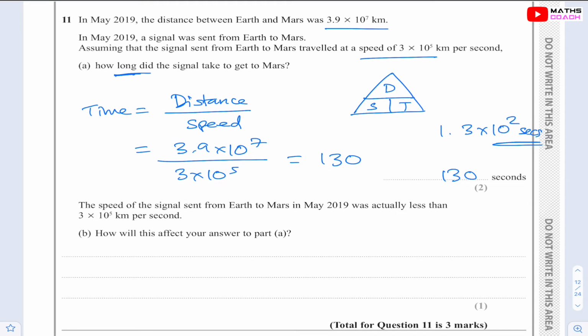The question goes on to say that the speed of the signal sent from Earth to Mars in May 2019 was actually less than 3 times 10 to the power of 5 kilometers per second. So how will this affect your answer to part A? Well, if the speed is slower, it will take longer. So it will increase time taken.